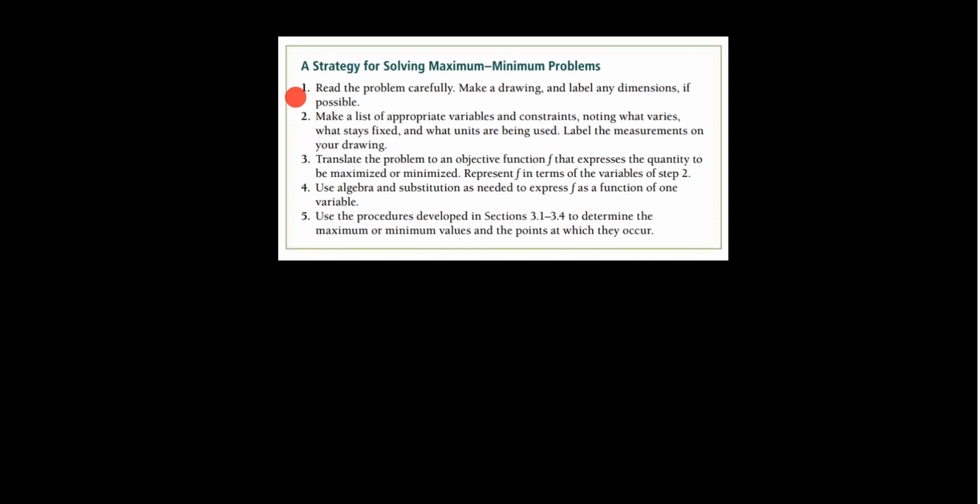All right, so step 1, obviously read the problem carefully. And the big one here is make a drawing. Making a drawing helps me tremendously, and I'm pretty sure it helps pretty much anybody else, because it just makes it a lot easier to visualize what exactly you're trying to solve. Step 2, we're going to make a list of appropriate variables and constraints. Step 3, we're going to translate the problem to an objective function f. And number 4, we're going to use algebra and substitution. And number 5, we're going to use the procedures in section 3.1 and 3.4, which is our derivative tests, to determine maximum or minimum values.